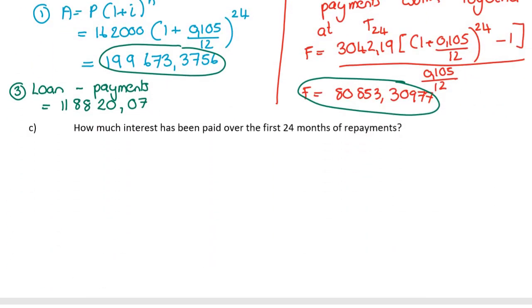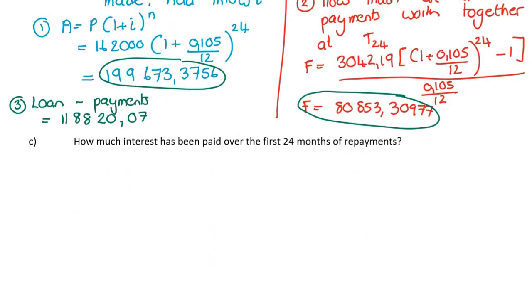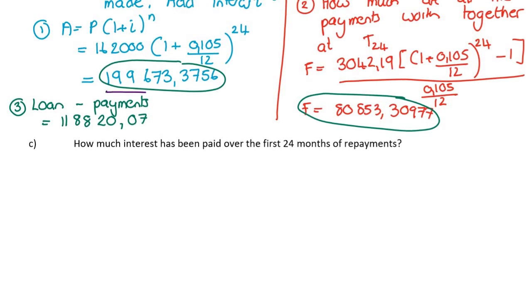Okay, let's look at the next question. This question is an interesting one. How much interest has been paid over the first 24 months of repayments? So let's just think about this for a second. Her loan was 162,000, and if she added interest the whole time up until 24 months, she then owed 199,000 Rand. But the reality is, you didn't actually owe that because you paid X's along the way. So how much money was interest?